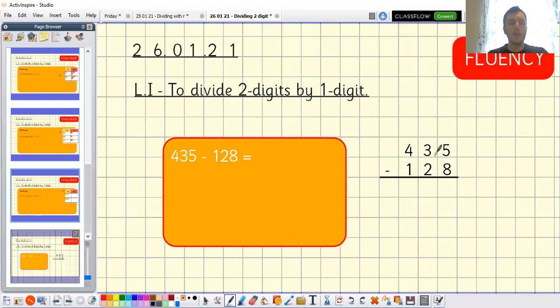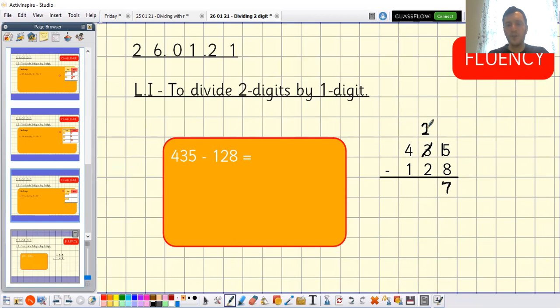Well done if you said it's my 1s column. I've got 5 1s and I've got to subtract 8. I can't subtract those 1s yet because I haven't got enough. So I've got to get some more. I go to my 10s column. I take away one of those 10s. I create 10 extra 1s. I now have 15 take away 8. I can do that, and I know that is equal to 7.